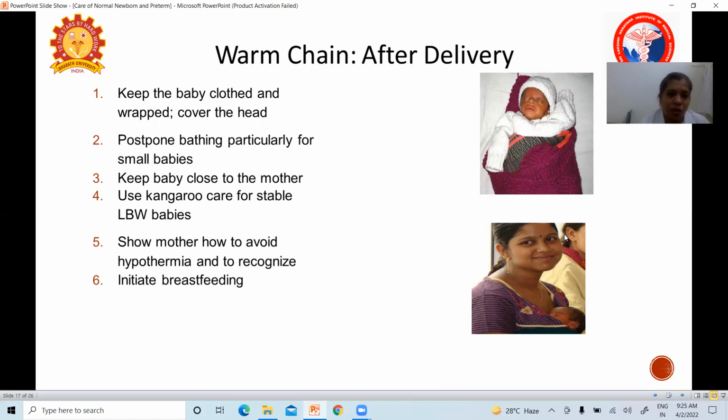Then we have to demonstrate to the mother how to avoid hypothermia, how to recognize hypothermia early by showing what the core body temperature is, what the peripheral temperature is, how the baby's hands and feet are. So these dangerous things we have to explain to the mother and we have to initiate breastfeeding as soon as possible, preferably immediately after birth by putting the baby on the mother's chest.